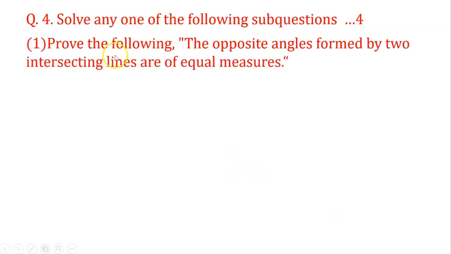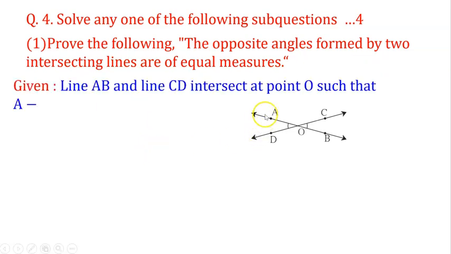First, prove the following: the opposite angles formed by two intersecting lines are equal in measure. Here is the statement figure. We'll draw the figure. Line AB and line DC intersect each other at the point O. What is given? Line AB and line CD intersect at the point O such that O is in between A and B, and O is in between C and D.